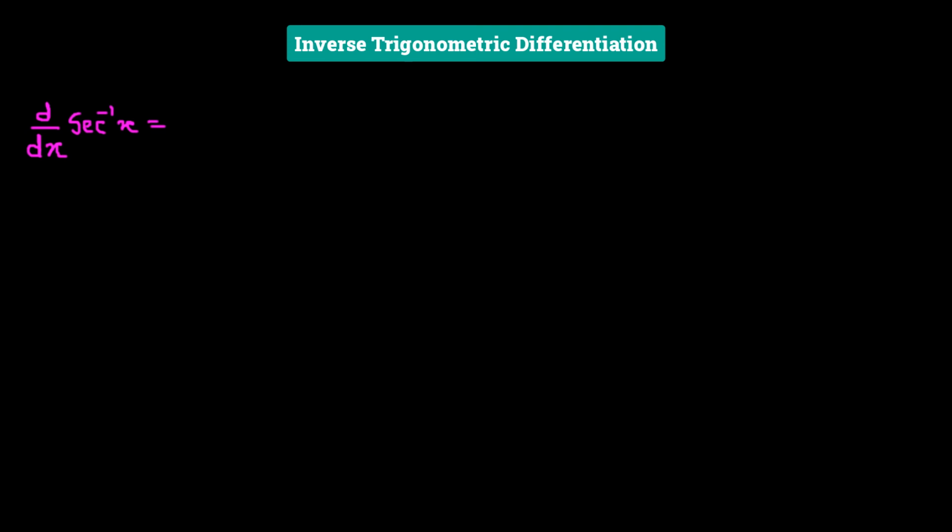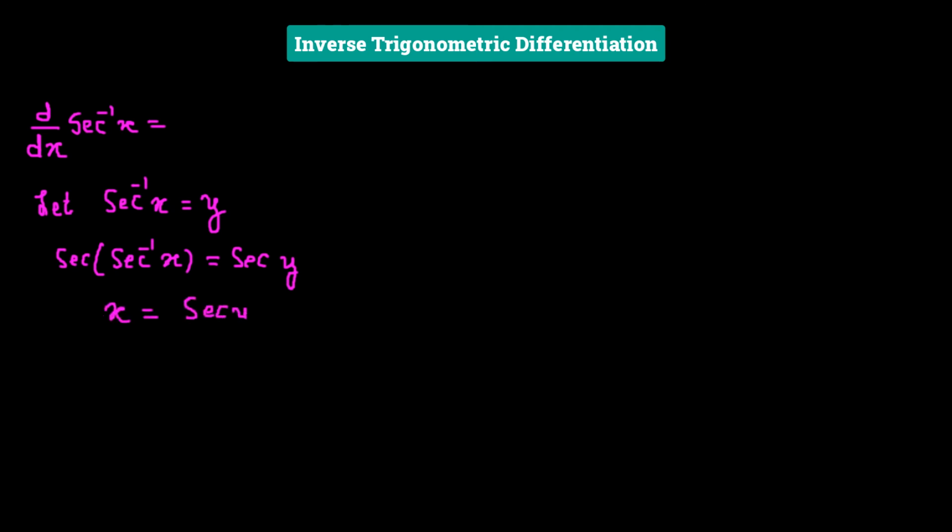So now we're going to find the derivative of the inverse secant function. So let secant inverse of x equal y. Taking the secant function on both sides, we have secant of secant inverse x equals secant of y. So secant of secant inverse of x is going to give us x, so x will be equal to secant of y. Now secant inverse x equals y, let's label this as equation number 1, and x equals secant of y as equation number 2. Now we find the derivative on both sides of equation number 2 with respect to x.